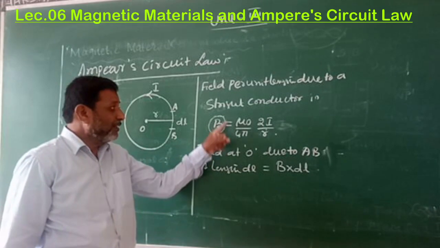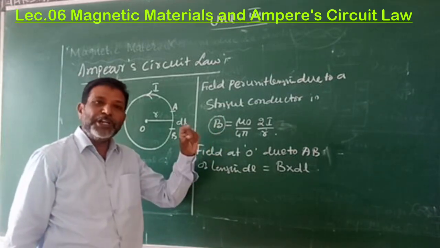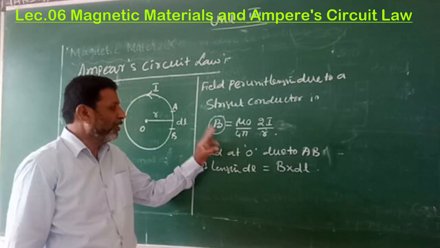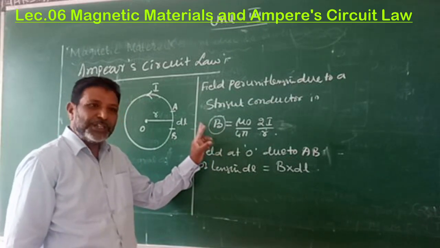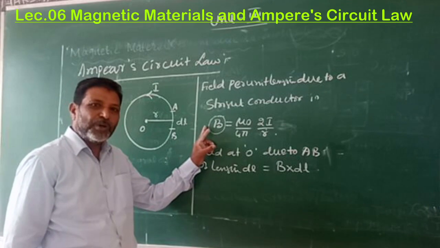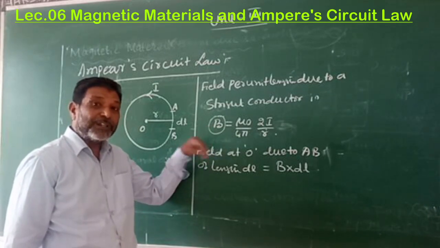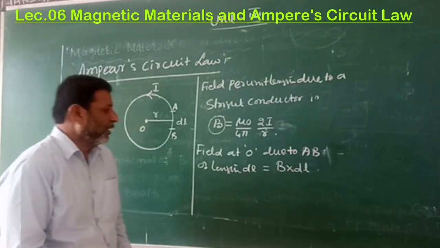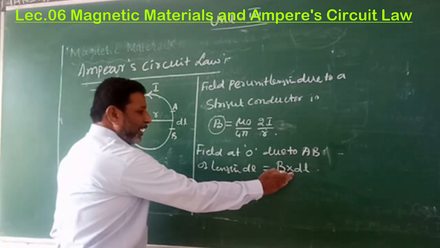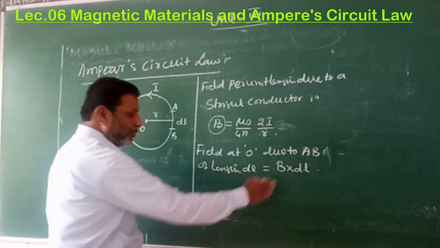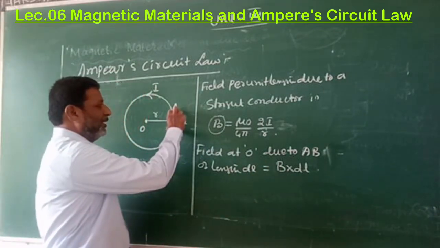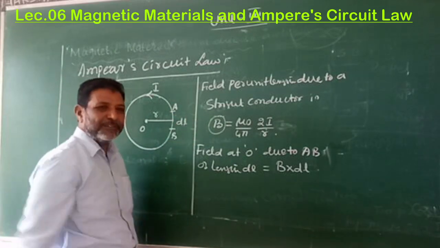Once again, try to understand: B is the magnetic field due to a unit length. For 2 units of length, it is 2B; for 3 units, 3B; for 4 units, 4B. For a length dl, it is B into dl. This much is the magnetic field due to the current element of length dl.